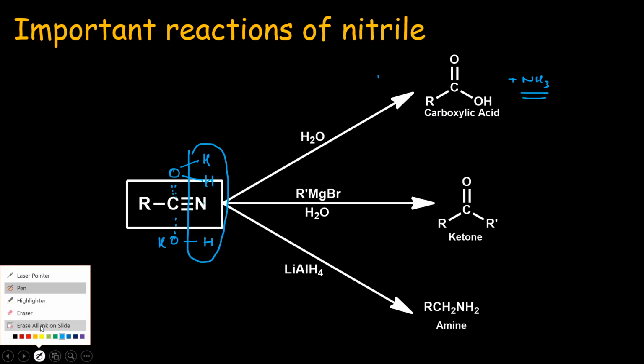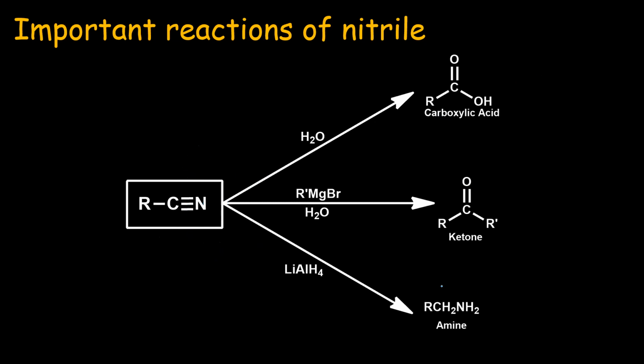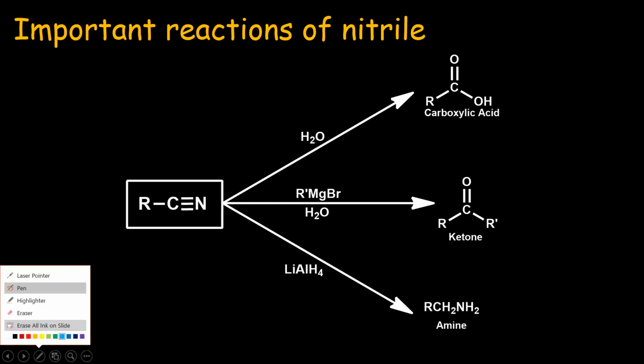Now let's look at the third one. We have LiAlH4. It is a reducing agent. It has many H ions, many hydride ions. So what happens? H2 is added on carbon here, and NH2 is added on this nitrogen here. So simply you get amine here.